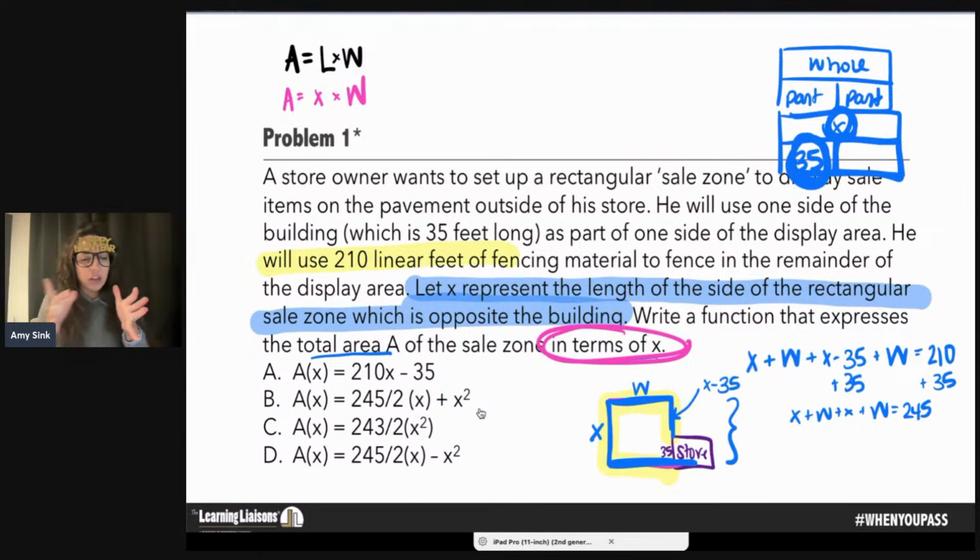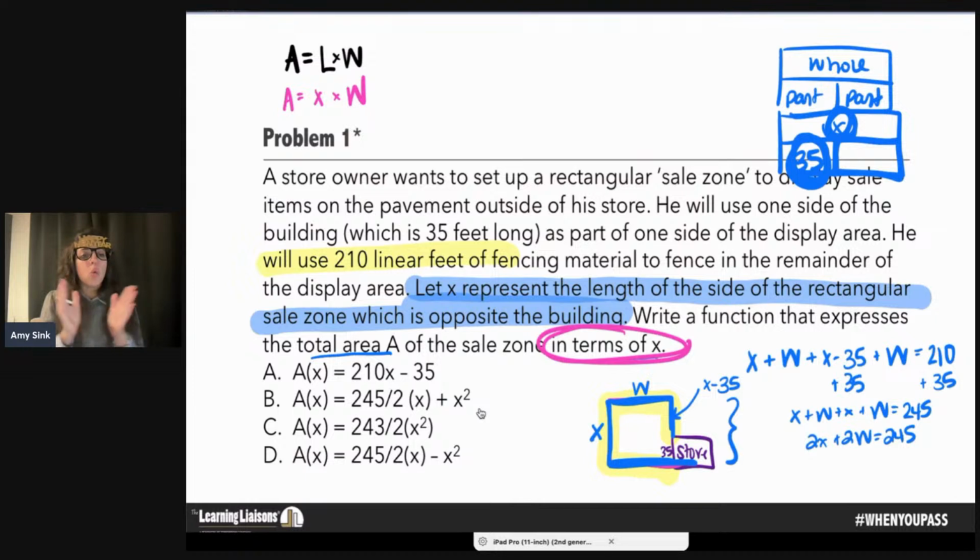Now, if you wanted to approach this a little bit differently, okay, I know that 210 is the fence, plus the extra 35 is the whole rectangle, so that all equals 245. And then X plus W plus X, that's fine too. You end up with the same thing. So we have 2X plus 2W equals 245.